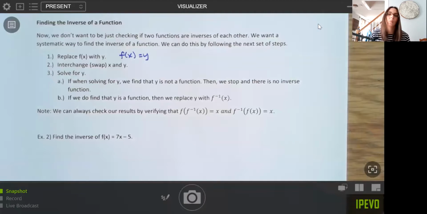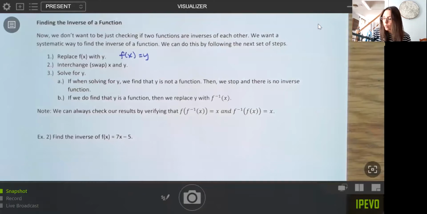And then what we do is we swap the x and the y variable in the problem. We then solve for y, and one of two things is going to happen. If when solving for y, we find that y is not a function, then we stop and there is no inverse. If we do find that y is a function, then we're done and we have the final answer, and we replace the y with our inverse notation.